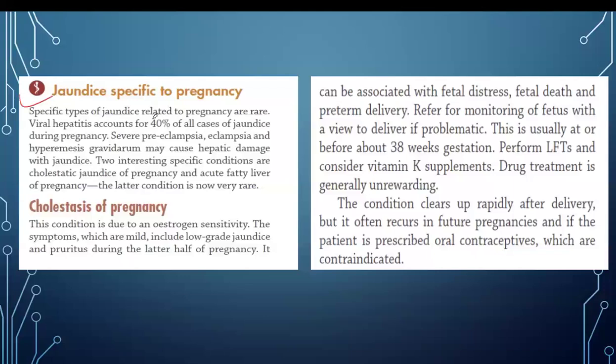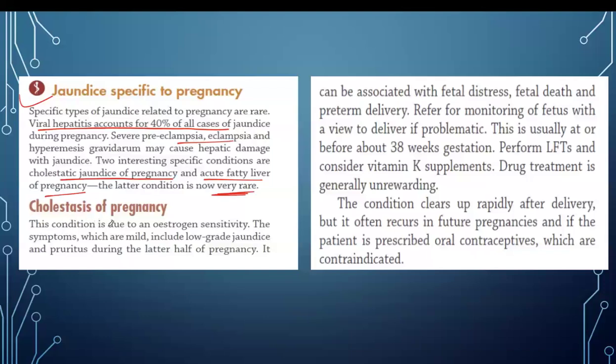Jaundice in pregnancy. Many pregnant patients can have jaundice. Viral hepatitis accounts for 40% of cases of jaundice during pregnancy, so that is the common cause. Apart from that, preeclampsia and eclampsia, as you know, can cause jaundice. Two other specific conditions are cholestatic jaundice of pregnancy and acute fatty liver of pregnancy. Acute fatty liver of pregnancy is very rare, so it's not important for your exam, but cholestasis in pregnancy is common.